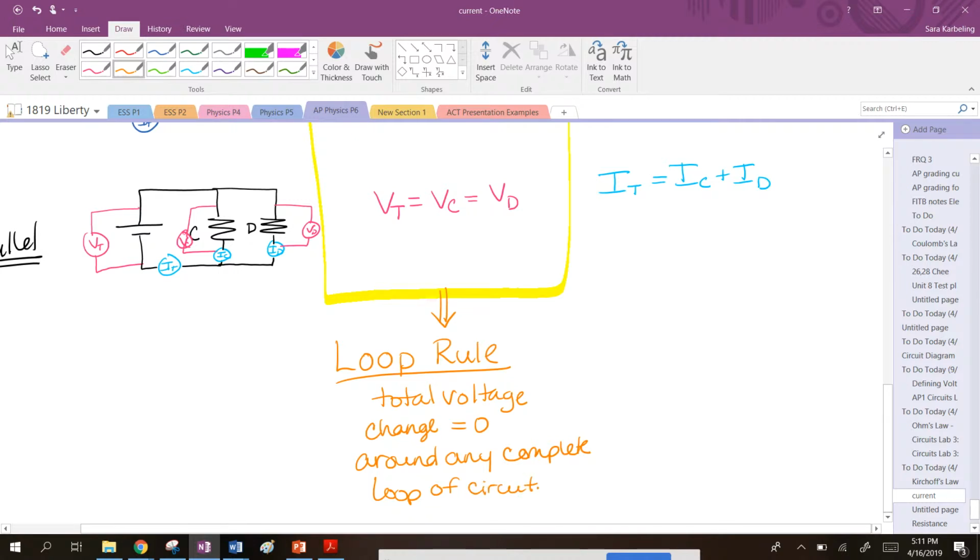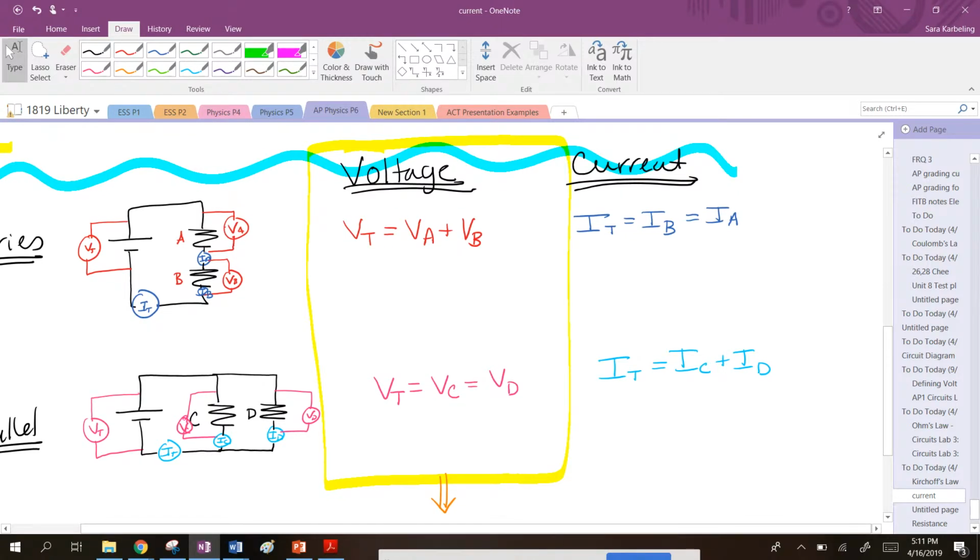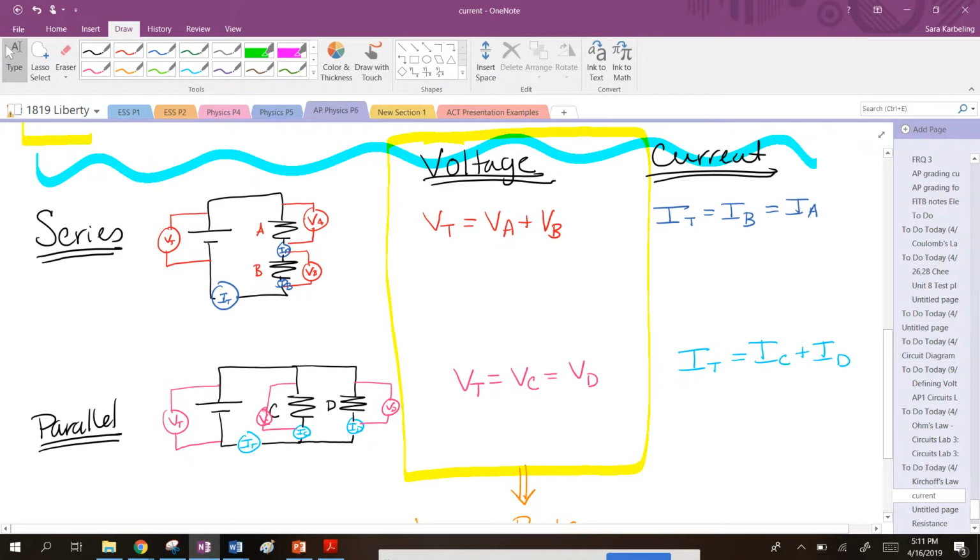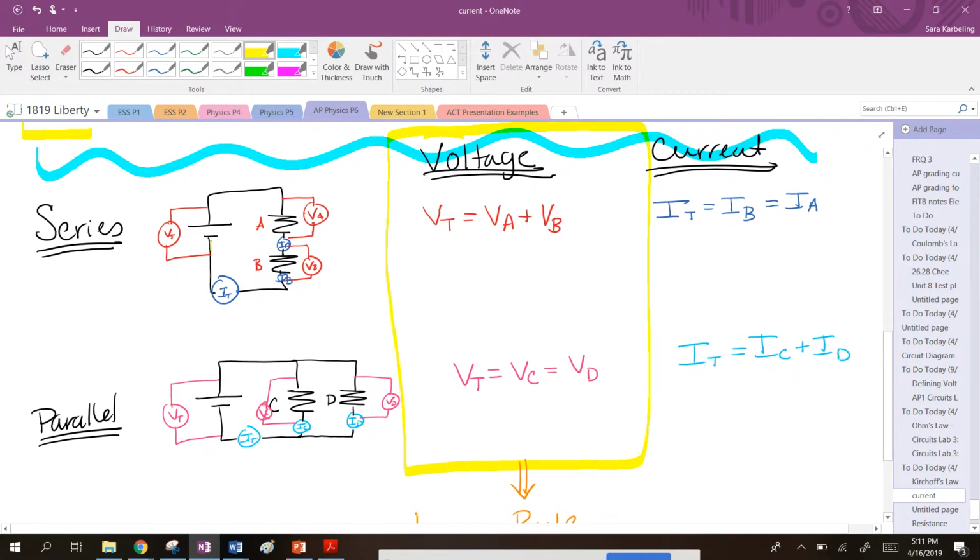Okay, so basically what that means, let's go back to our series circuit here for just a minute. That means that if I have an electron that starts here, it starts with, if it's just one battery, 1.5 volts or 1.5 joules per coulomb of charge, okay? Those electrons have that voltage, and as they fall around this circuit, they need to lose 1.5 volts worth of energy as they go around, okay?